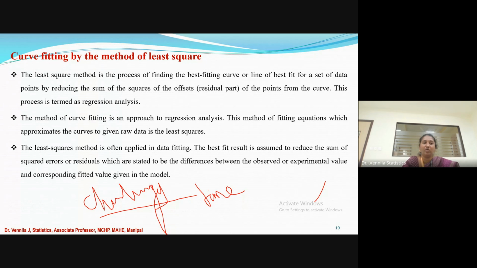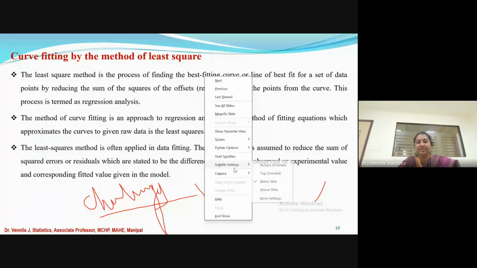In that case we have to apply the method of least squares. This is called the best fit model. Whenever you draw this, we will get only a linear function; a non-linear function we cannot get. Whenever you draw, the values move from downward to upward along a straight line. That is the reason it is called the least square method or best fit model.